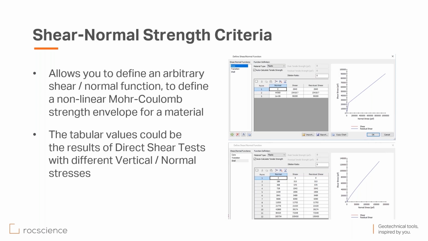This strength criteria allows the user to define any arbitrary shear normal function as a nonlinear Mohr-Coulomb strength criteria for the material. So in the case that you see here, for example, you have a bilinear case at the top, and in the case at the bottom, you have numerous entries in tabular format, and you can define a curved envelope as well. The tabular values that you are seeing here could be the direct results of direct shear tests in the lab that are conducted under different vertical normal stresses. So from direct shear tests, you can populate this graph and use it as your strength criteria.